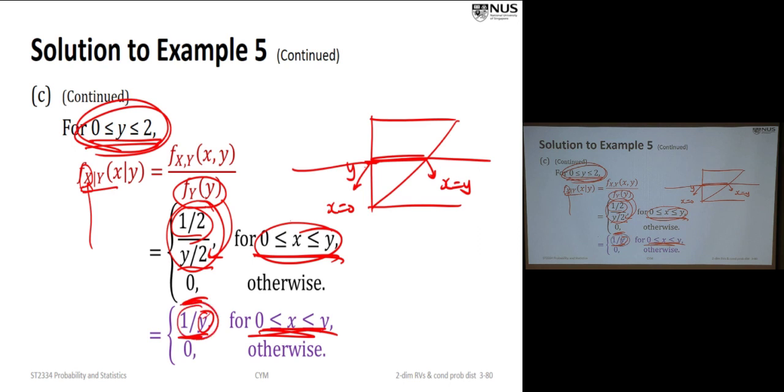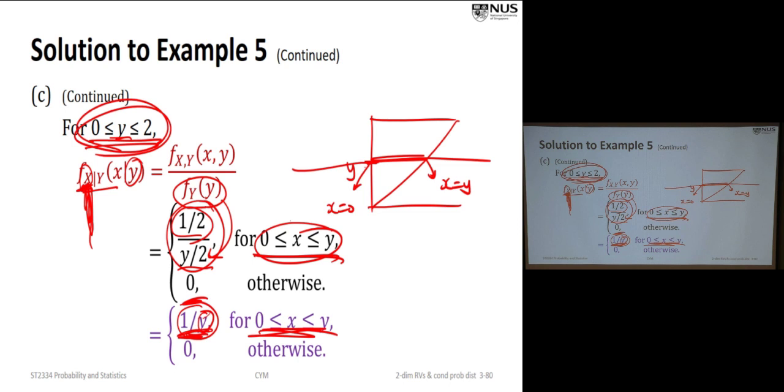Does this one depend on x? No. So the conditional distribution is uniform. But of course, the PDF depends on y, depends on the y that you condition at. All right. So the conditional distribution of the random variable x given y is uniform. But the value depends on y. The PDF depends on y. All right? So it's important that this is the random variable, x, that we are talking about.